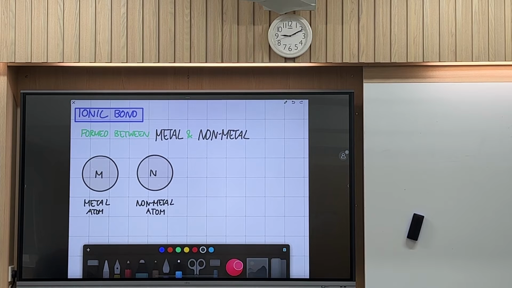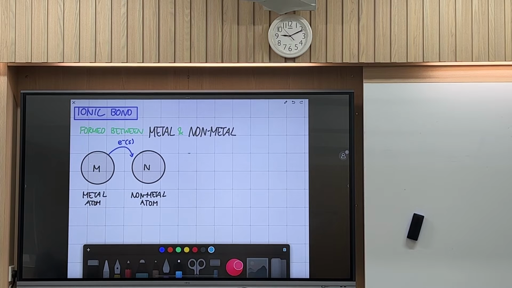The metal atom will transfer electron or electrons to the non-metal atom, like that. This will result in a pair of ions. So you'll have Na+ ion and B- ion.